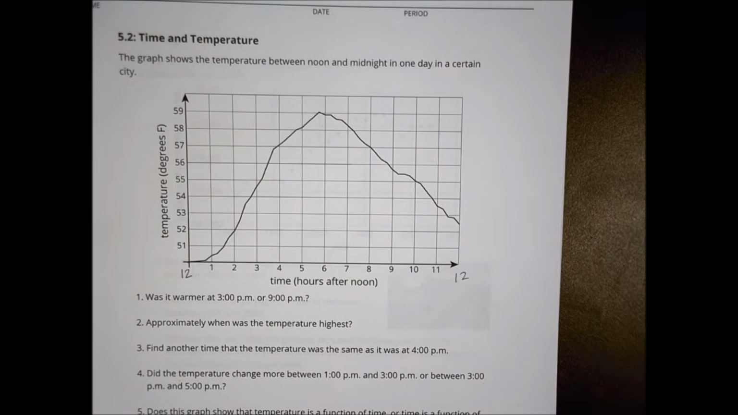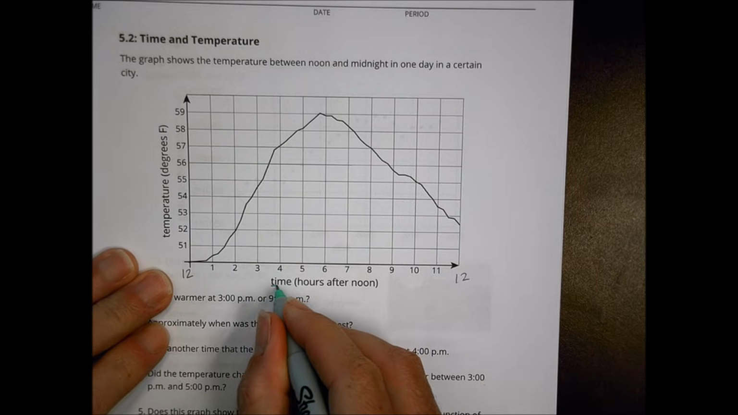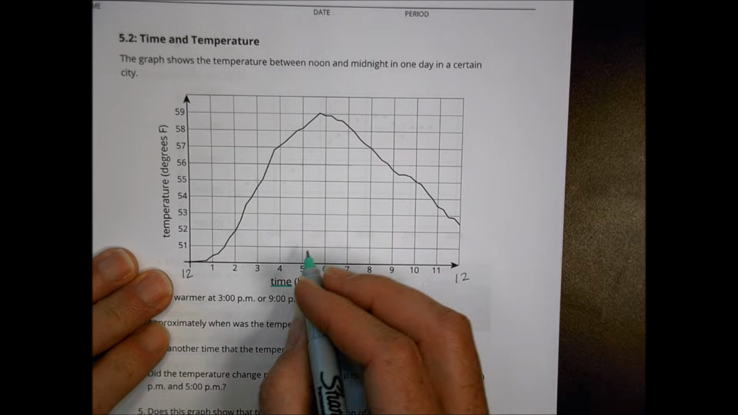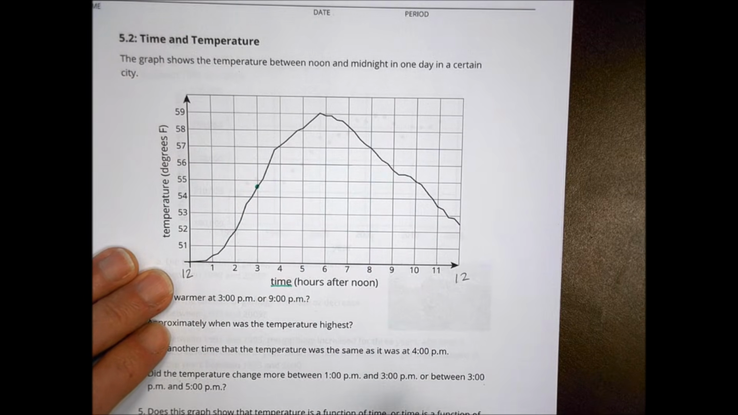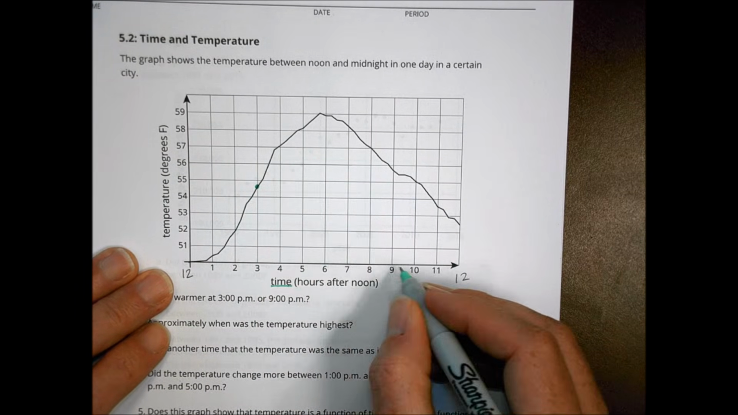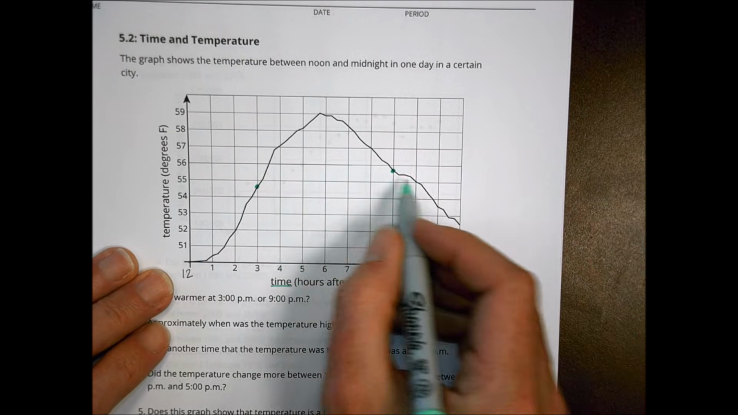So in this problem, what it's asking us to do is answer a series of questions related to this graph itself. So first it asks, was it warmer at 3 p.m. or was it warmer at 9 o'clock p.m.? To determine that, we're going to take a look at the time, which is here on the x-axis, and we're going to go up to 3 o'clock and put a point. We could put a point right there for where the temperature is at 3 o'clock, and we could put a point at 9 o'clock p.m. right there. And then we just need to make a determination.